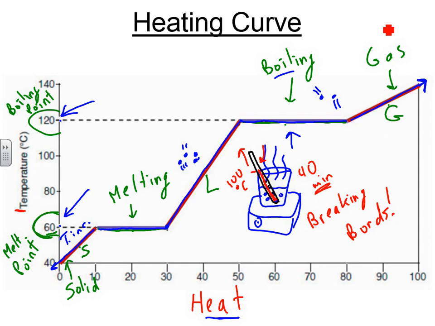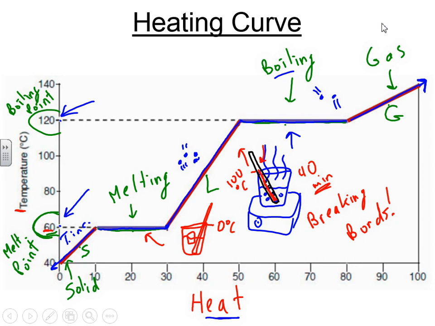Same thing with melting. If you do the same experiment with ice cubes, some water and some ice, until all the ice cubes are melted, the temperature will stay steady. In the case of water, it stays steady at 0. Here we have a different substance, so it'll stay steady at 60. That is the heating curve.